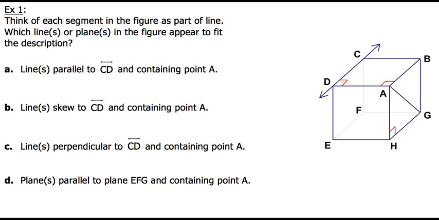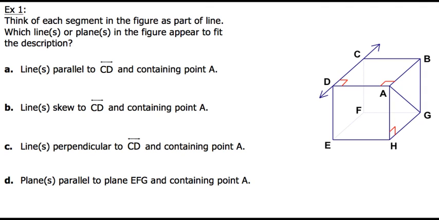So let's go ahead and take a look at a figure here to see what some of these vocabulary words look like. We're going to start off with example 1 here. Think of each segment in the figure as part of a line. Which line or lines or plane or planes in the figure appear to fit the description? So we've got what looks to be some sort of box with all these different pieces and parts of it that are labeled according to the diagram.